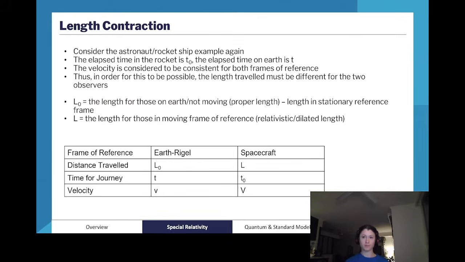Alright, now let's get on to length contraction. So this is another one of the phenomena, and we'll go back to our train light mirror example to further explain this as well. So, length contraction is a phenomenon wherein the length of an object actually contracts in the direction of motion.